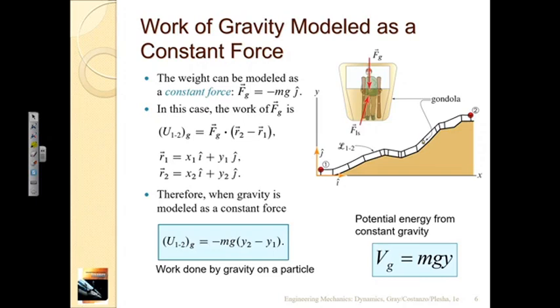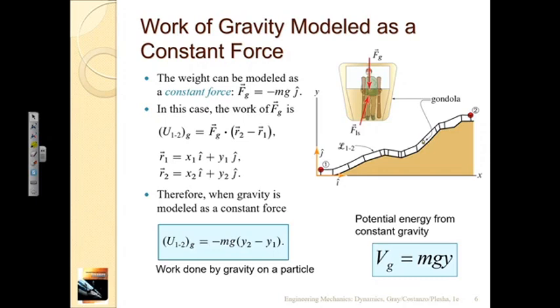r2, well, that's a 2, not a squared. x2 i plus y2 j. This integral becomes maybe a bit easier, right? If I think about what I'm trying to accomplish here, my force, constant value, just mg. My displacement, I'm just changing these two positions. So really I've got force times displacement.